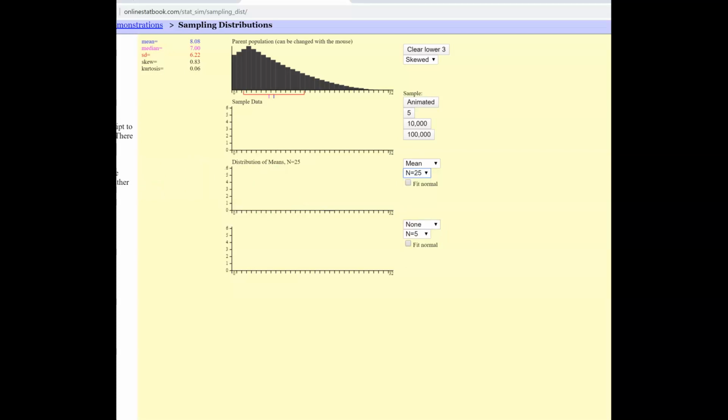But what happens if I increase my sample size to 25, and I do this many different times? Let me just do 10,000. You can see now that you kind of get this nice normal curve. So even though it was skewed, when n equals 5, we didn't quite get an exact normal curve. But when I increase the value of n, it started becoming better.